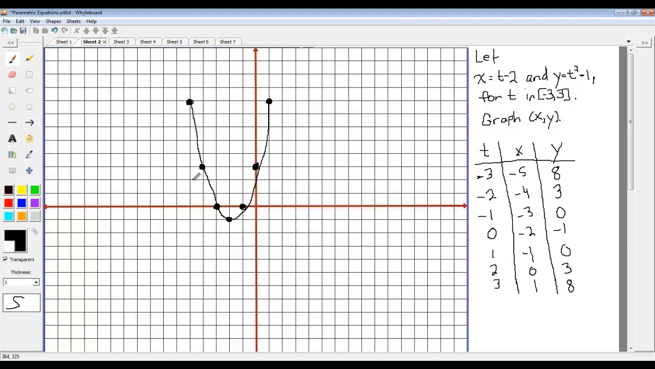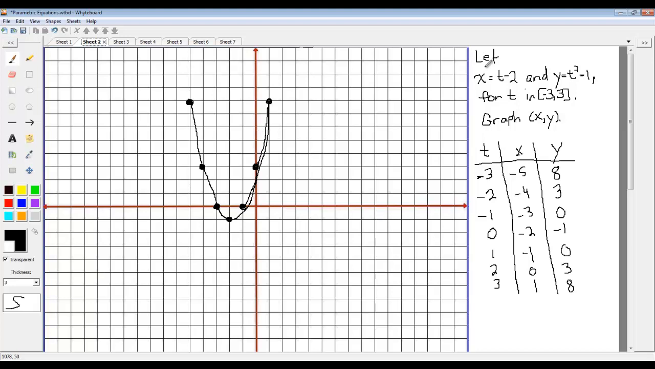It's got a maximum value at -3. The maximum value is 8. It's got another maximum value at 1. That's also a maximum value of 8. And forgive my drawing. It's really hard for me to draw nice and smoothly on this tablet here. But there you go. It's a parabola.